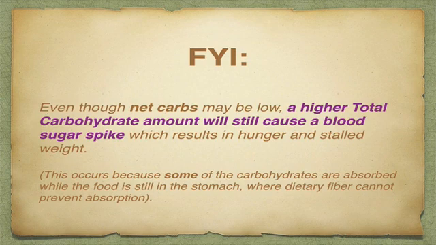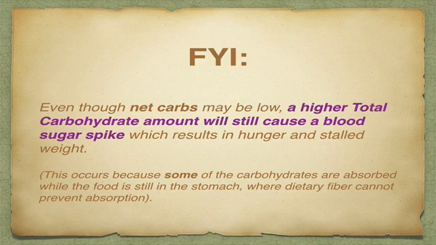Now, here's the FYI. Even though net carbs may be low, like the example that we just saw, a higher total carbohydrate amount will still cause a blood sugar spike, which results in hunger and stalled weight loss. And this is exactly why. Carbohydrates begin their absorption in the mouth and then follow in the stomach. They don't wait until the small intestine to be absorbed.